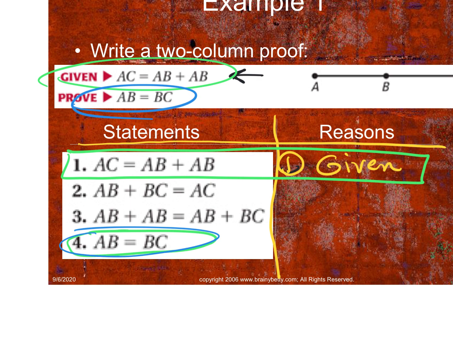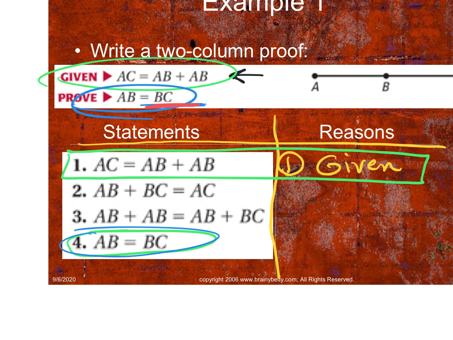So what I always look at is what I'm trying to prove. And notice what I'm trying to prove is AB is equal to BC. Now, right now, the only thing in my given is AB. I don't have anything about BC yet in my given information. So somehow I'm going to need to bring that into my steps of my proof.